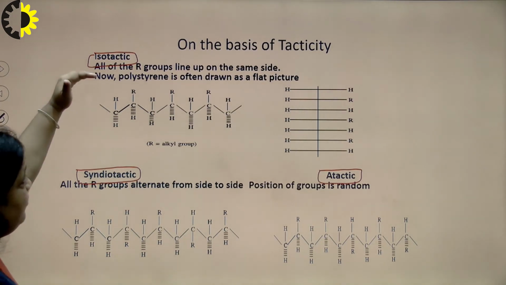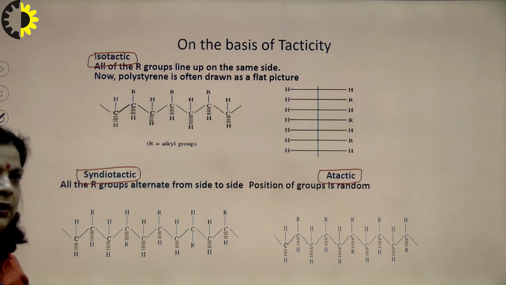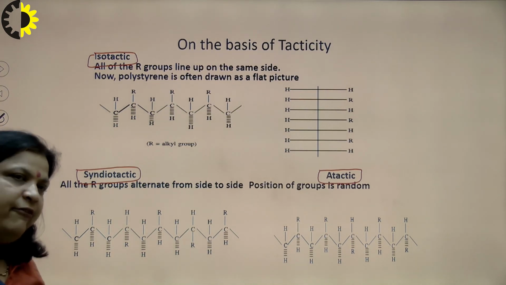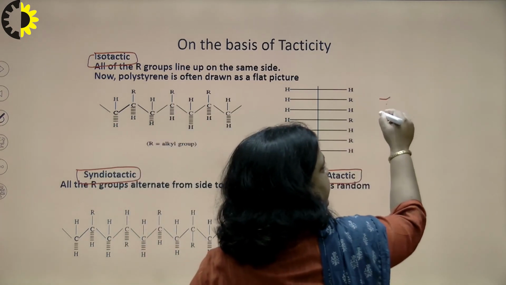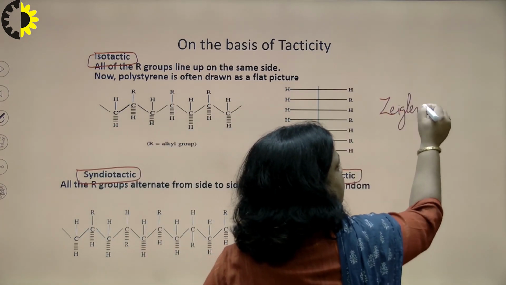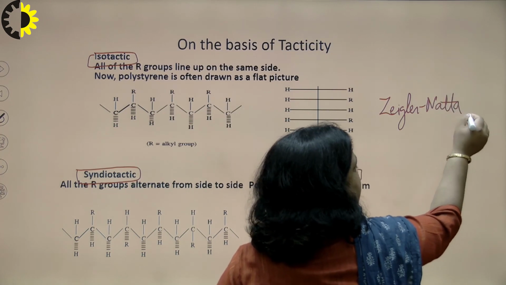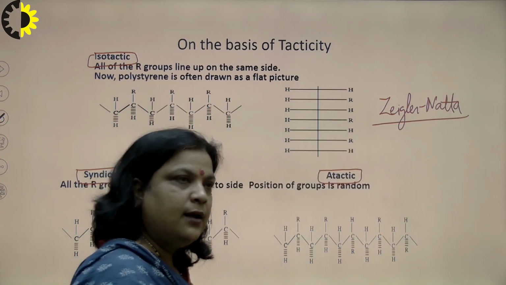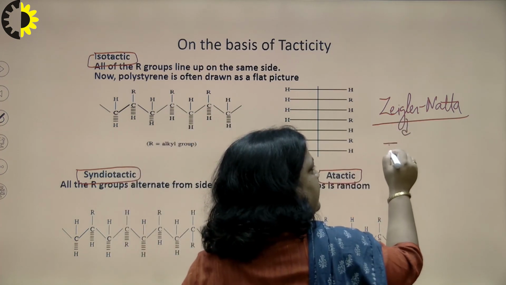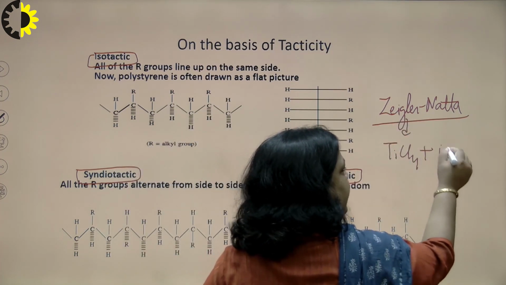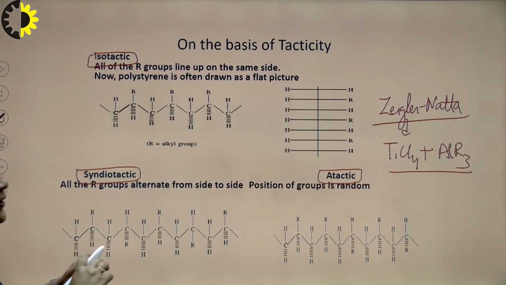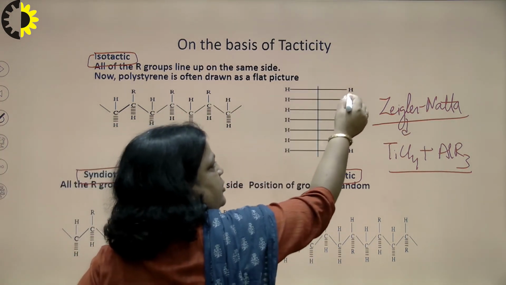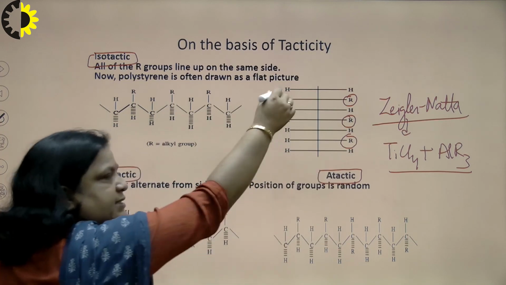To make an isotactic polymer, either we have to take high temperature or high pressure, because this type of arrangement is very difficult, or we have to take Ziegler-Natta catalyst. So, remember that to make an isotactic polymer, Ziegler-Natta is used. It is a coordination catalyst, TiCl4 and AlR3, like this. So, isotactic means symmetrical arrangement. Suppose this is a polymer chain. Here we see that they are on the same side.